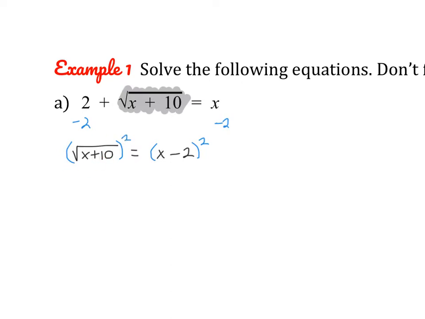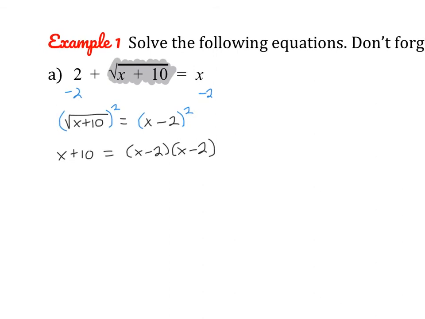So on the left, the square and the square root cancel each other out, leaving us with x plus 10. But on the right, again, x minus 2 squared means x minus 2 times x minus 2. So now, to finish solving, we will need to multiply this out. So we get x squared, and then we get minus 2x, which is minus 4x, and then plus 4.